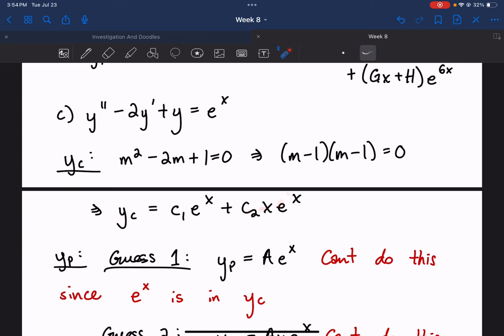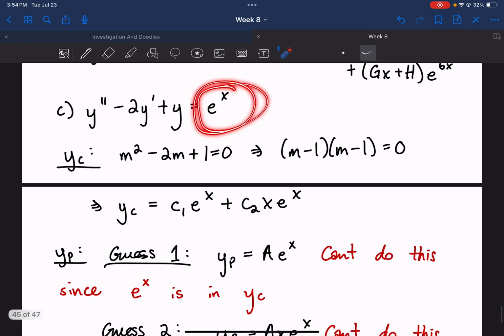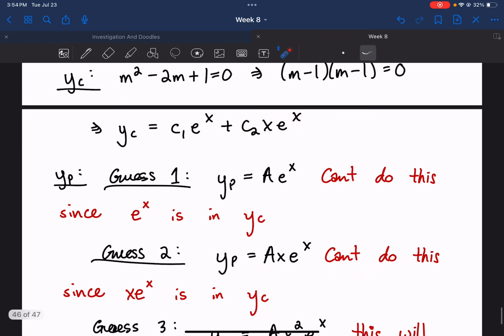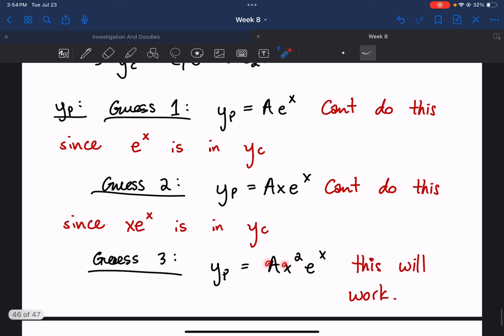Now, I'm looking at g. G is e to the x. I've already got that showing up, so this ain't gonna work, right? If I tack on an x e to the x, that's already showing up too. So that ain't gonna work. That must mean I have to pick ax squared e to the x, right? And you can, I mean, you can do it like this if you want to. It won't help anything: ax squared plus bx plus c, all times e to the x. That's a good guess too.